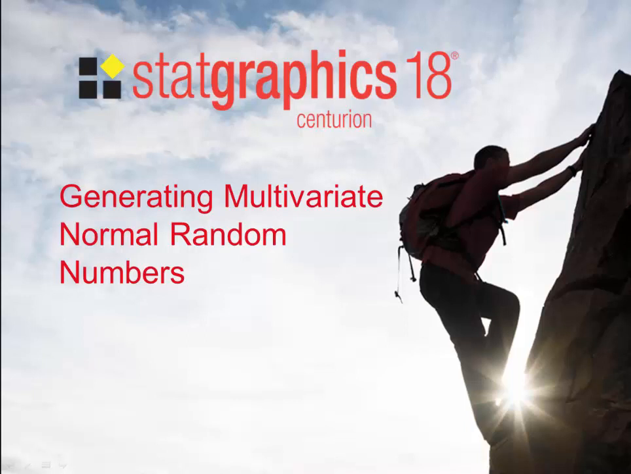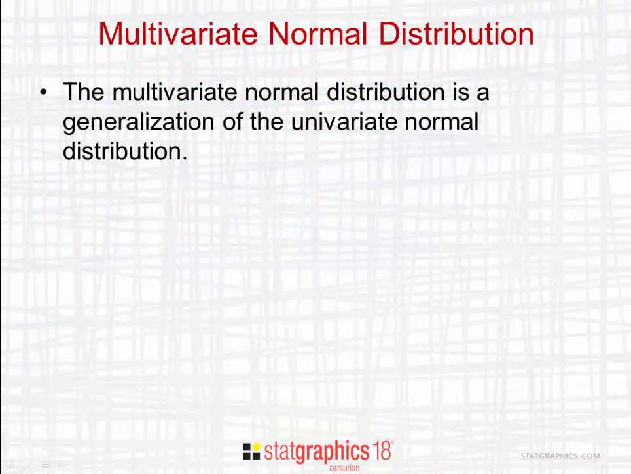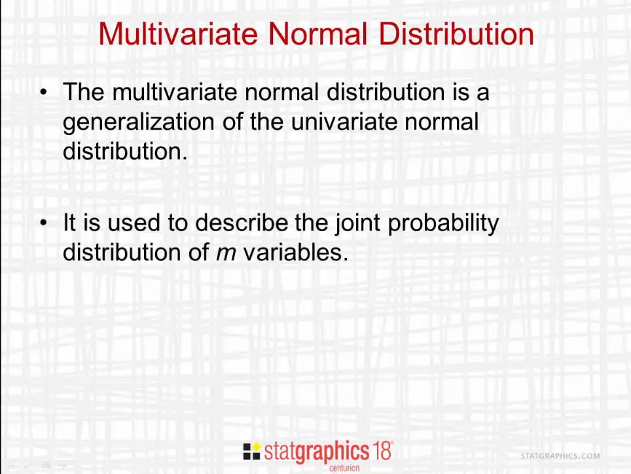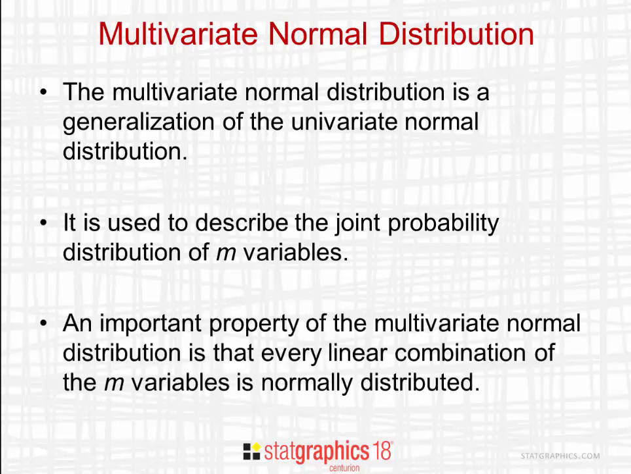This video shows how to generate a random sample from a multivariate normal distribution using Statgraphics 18. The multivariate normal distribution is a generalization of the univariate normal distribution. It's used to describe the joint probability distribution of m variables. An important property of the multivariate normal distribution is that every linear combination of the m variables is itself normally distributed.